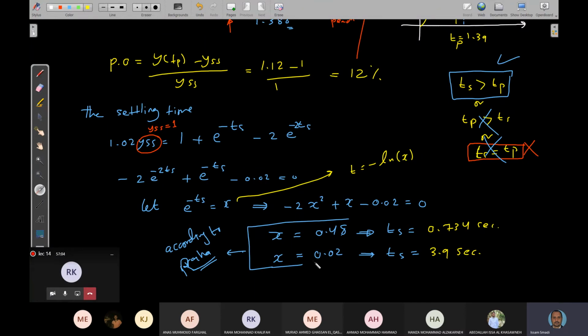Thank you, Raha. So which one will I select? The second one here. Why? Because simply TS must be greater than TP. Why? Because TP actually is greater than 0.02. Yes? Good.